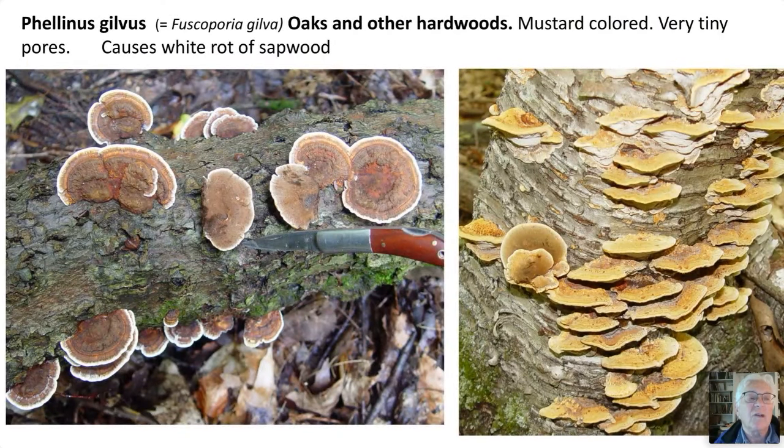Another small mushroom here is Phellinus gilvus. This looks like mustard. It grows on oaks and other hardwoods, causing a white rot, and has very tiny pores. If you can get up close to your screen and look here, you might be able to see it in real life out in the light. They'll often give a kind of iridescent quality. The pores are so tiny there. Mustard color. It's Phellinus gilvus.